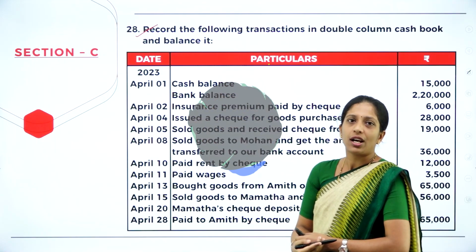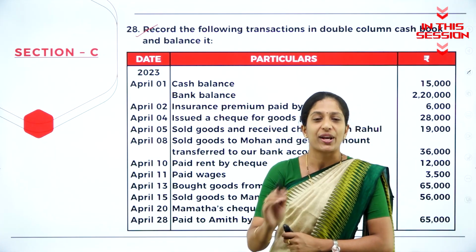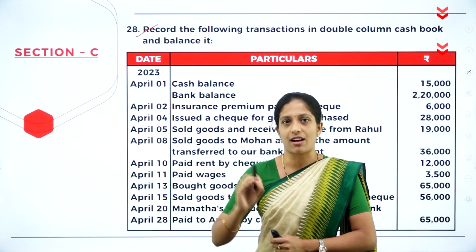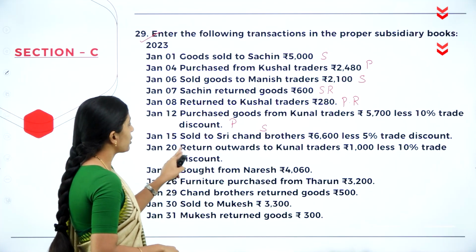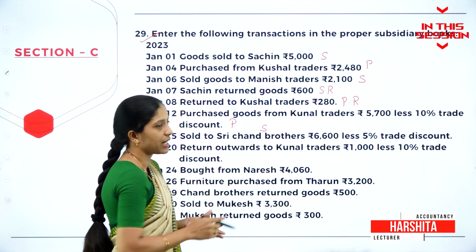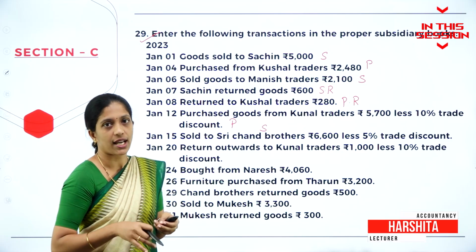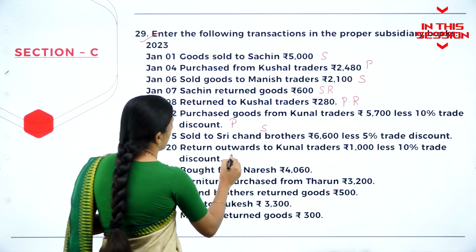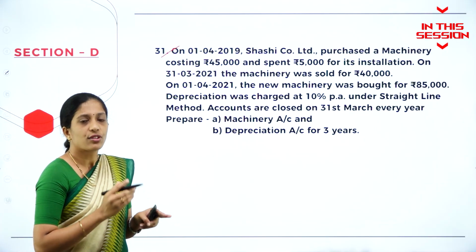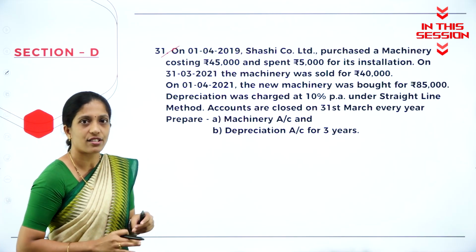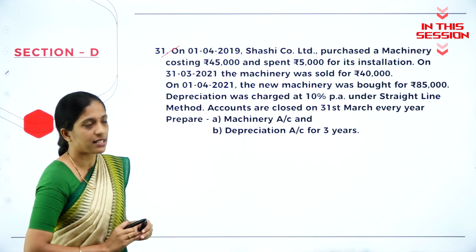So when you know the journal entry properly, your double column is very easy. You just have to record the rough journal entry and immediately transfer. Now your 20th transaction is returned outward to Kunal Traders. So when we return goods we purchased, it is a purchase return. While reading the problem itself, we shall write roughly so that it will be easy for you to record the entries in your machinery account and depreciation account.